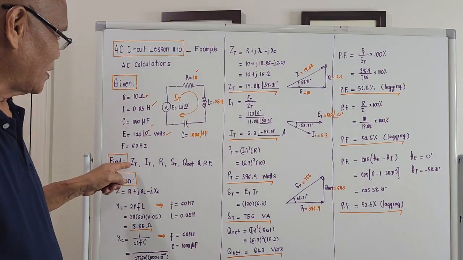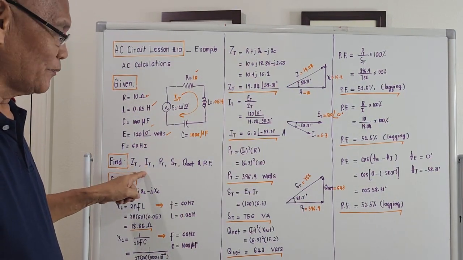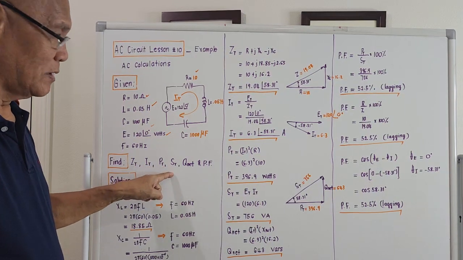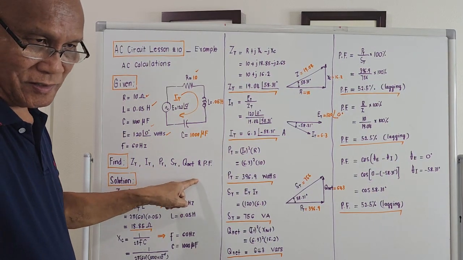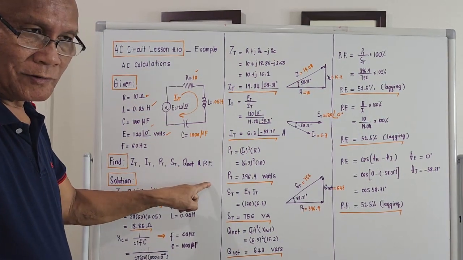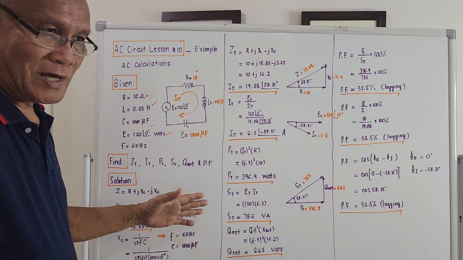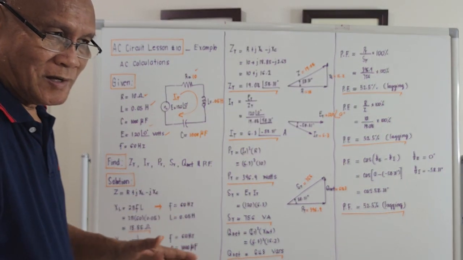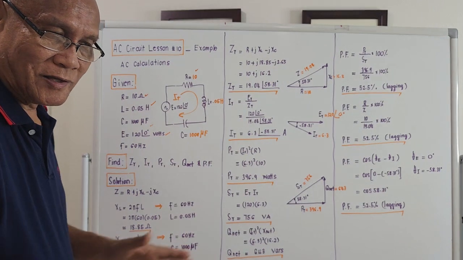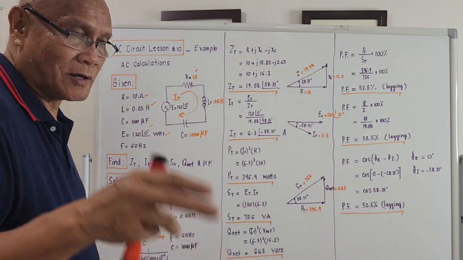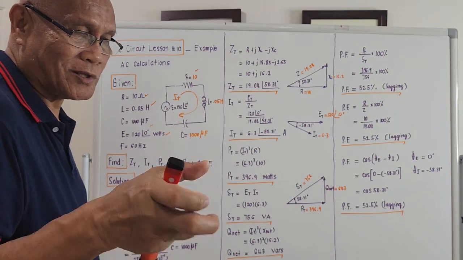Okay, the first one is impedance, next one is current, third one is true power, fourth one is apparent power, fifth one is the total reactive power, and the last part is the power factor. Okay, so without knowing the concepts of impedance, current, voltage, and other things, you cannot solve this problem. That's why when we started alternating current circuits, we started with the concepts.